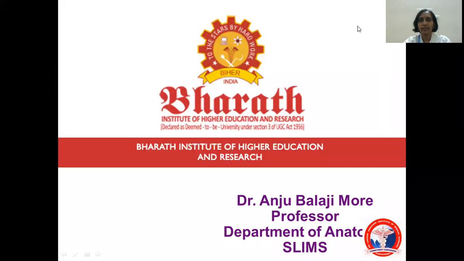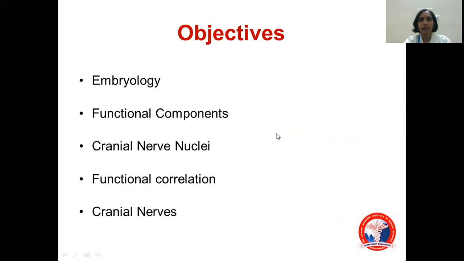In today's class, we will discuss the functional components of cranial nerve nuclei and their nuclei which are lying in the brainstem. The objectives which will be covered in today's class are embryology, functional components, cranial nerve nuclei, their functional correlation, and the 12 cranial nerves.